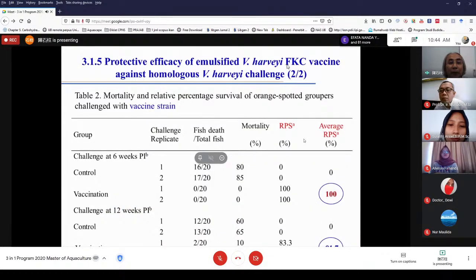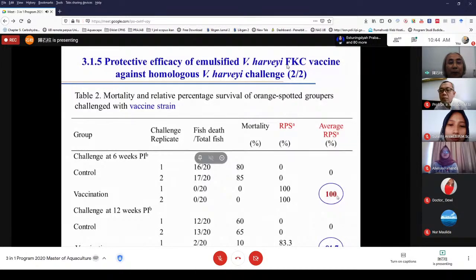Okay, it is easier to see at 6 weeks, with the RPS. In the duplicate tanks, they have a 100% survival rate, relative percentage survival.